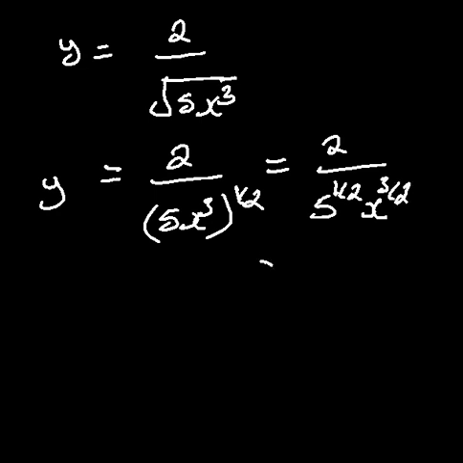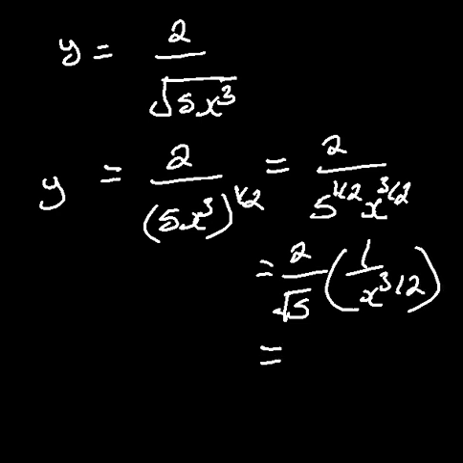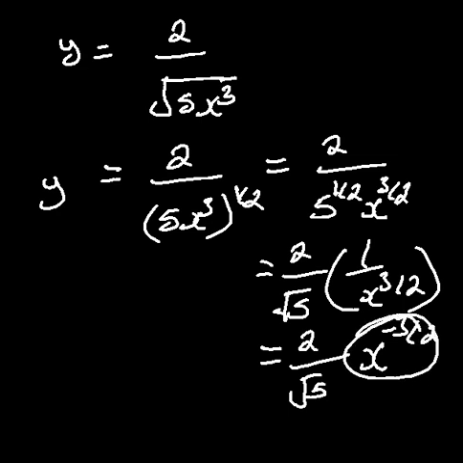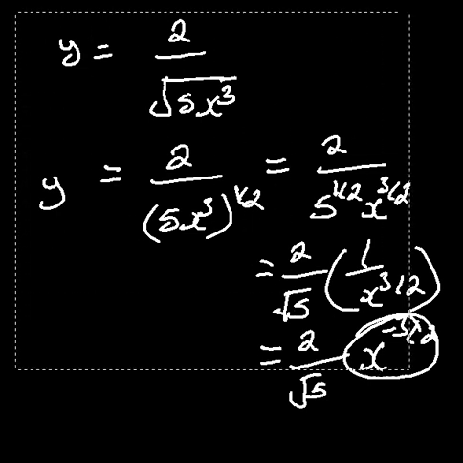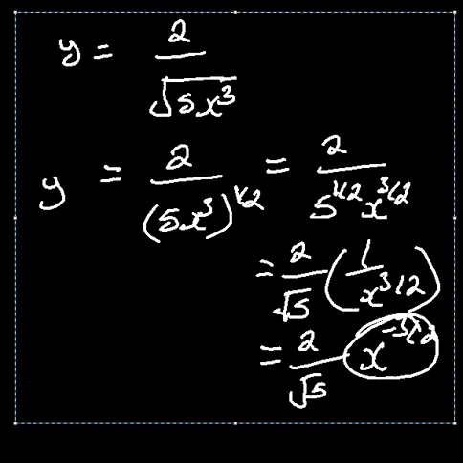And now you can separate this and have it as 2 over the square root of 5 times 1 over x to the power 3 over 2. Then in this case we'll have it as 2 over square root of 5 times x to the power negative 3 over 2. So from here you can apply the power rule of differentiation and the multiple constant afterwards.